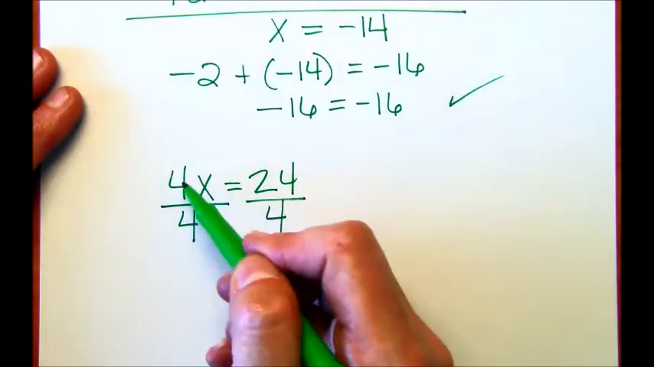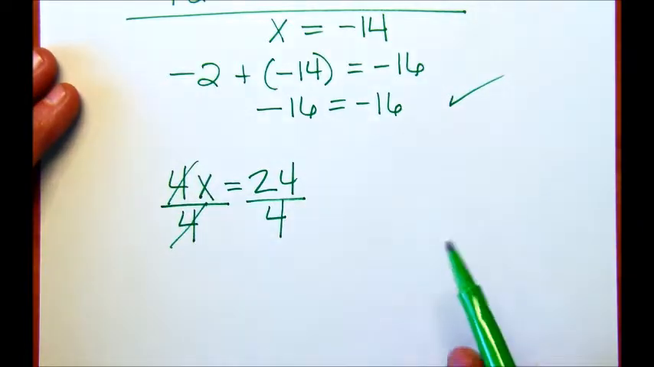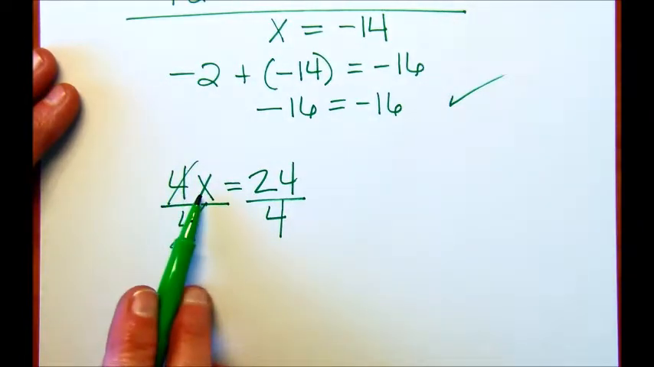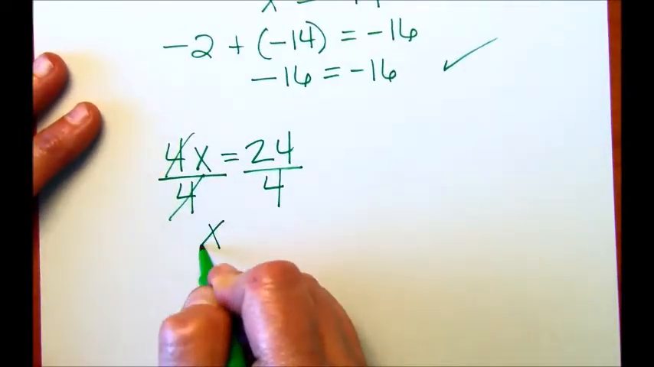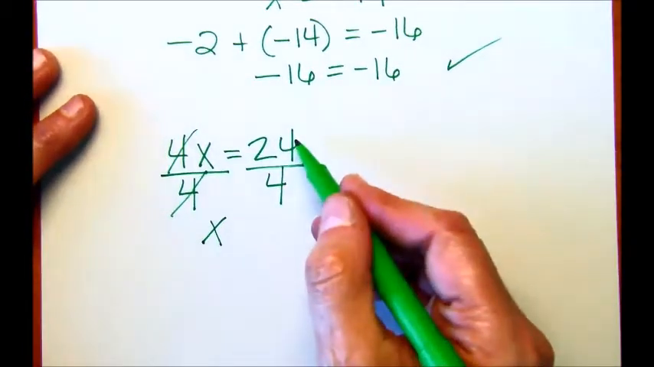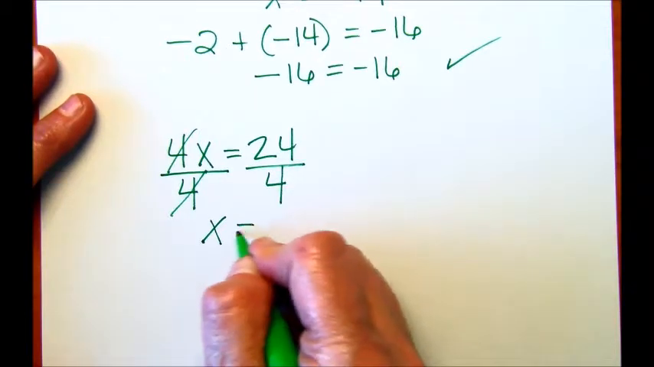4 divided by 4 kind of cancels each other out. So really this is 1x, but we normally don't write 1x. We're just going to write x. Now 24 divided by 4 will give me 6.